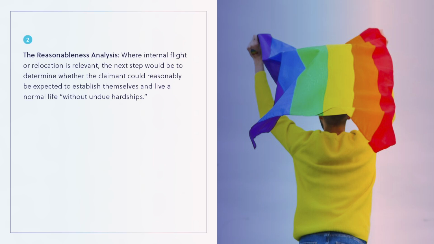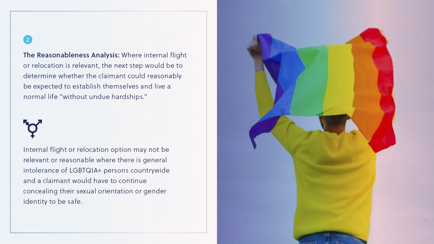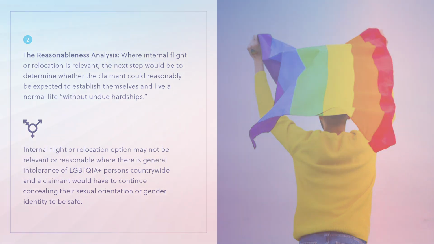The reasonableness analysis. Where internal flight or relocation is relevant, the next step would be to determine whether the claimant could reasonably be expected to establish themselves and live a normal life without undue hardships. Internal flight or relocation option may not be relevant or reasonable where there is general intolerance of LGBTQIA+ persons countrywide and a claimant would have to continue concealing their sexual orientation or gender identity to be safe.